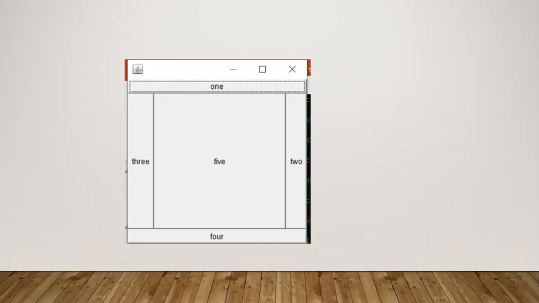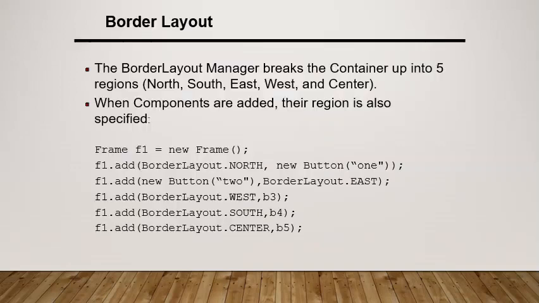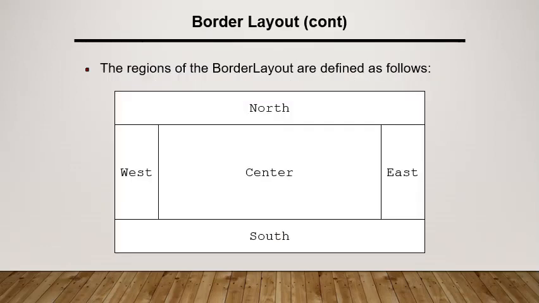Okay, this component we have added in the north, this one we have added in the south, this one in the east, this one in the west, and this one at the center. Okay, so if for example you are just writing in the same manner add b1, b2, b3, and you have not mentioned the direction as the second parameter of the add method, then what will happen? All the components by default will be added at the center.